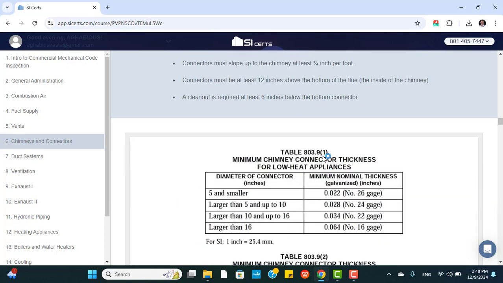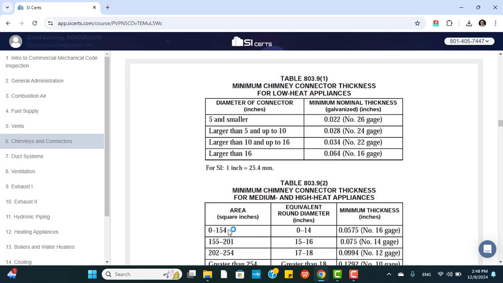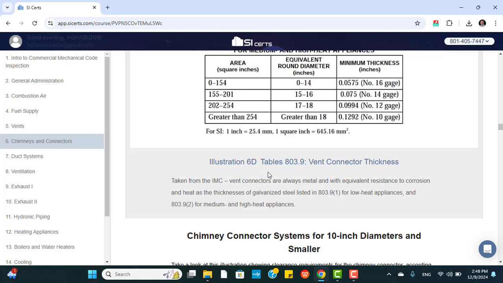Table 803.9.1, minimum chimney connector thickness for low heat appliances. Diameter of connector per inch: if it's 5 and smaller, the minimum nominal thickness of galvanized steel is 0.022, 26 gauge. Okay, this is for the low heat, and this is for the medium heat. Illustration 6d, Tables 803.9, vent connector thickness.